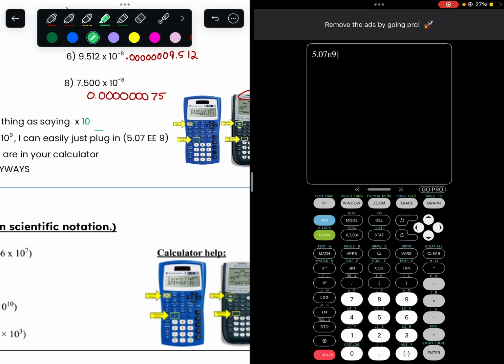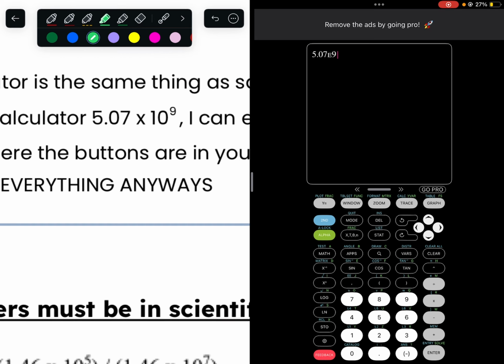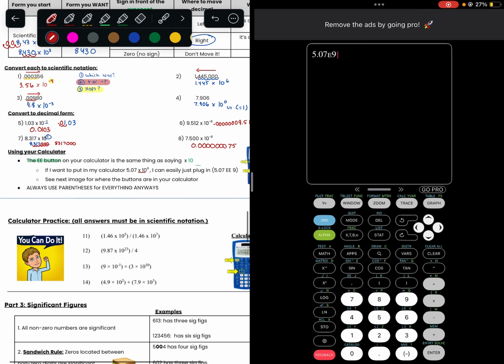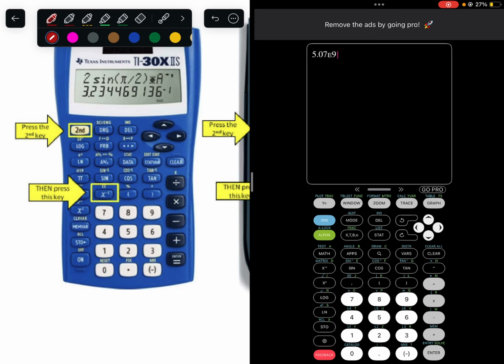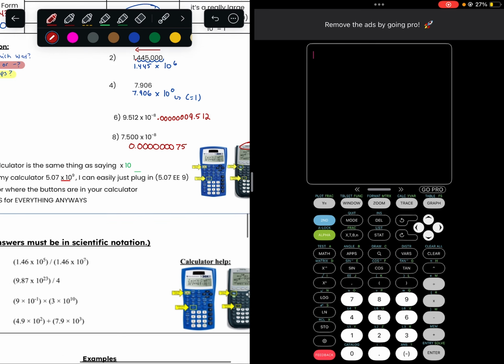In this case, it's 9. So this 5.07 E9 means the exact same thing as this. Wherever you see E, that's just saying times 10 to the. So again, on the TI-84, that's what it looks like. On the TI-30X, make sure you're pressing the X to the -1 button. So second, X to the -1, and you should see something similar.